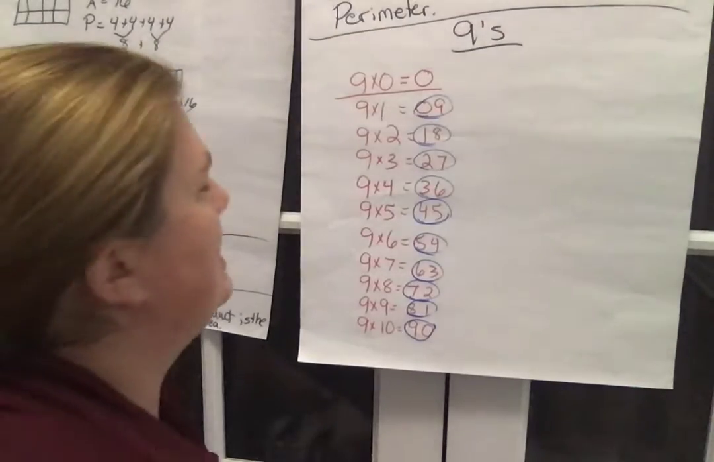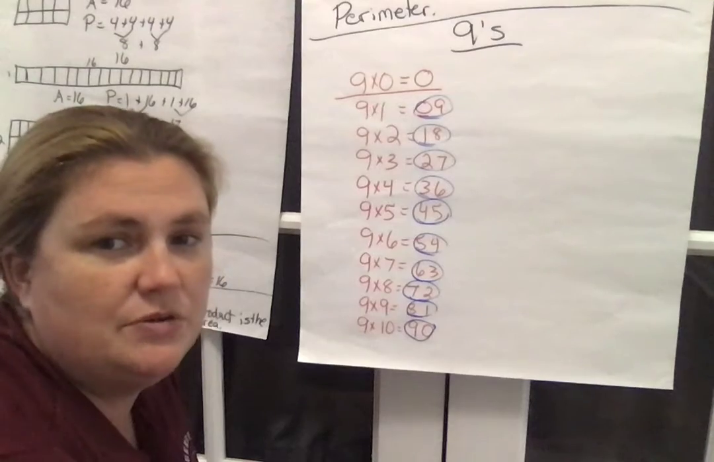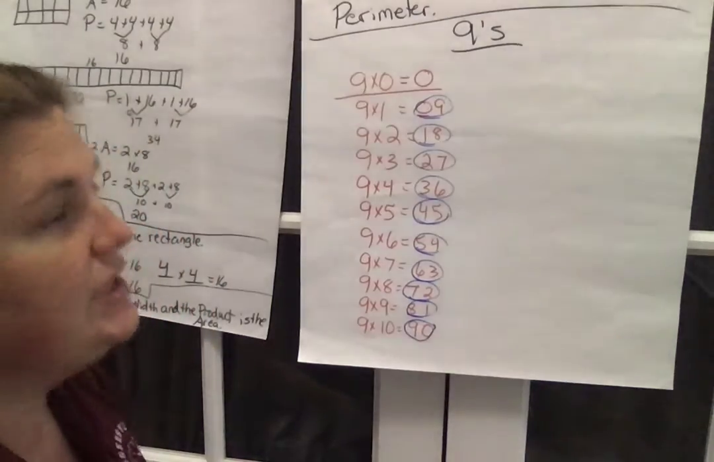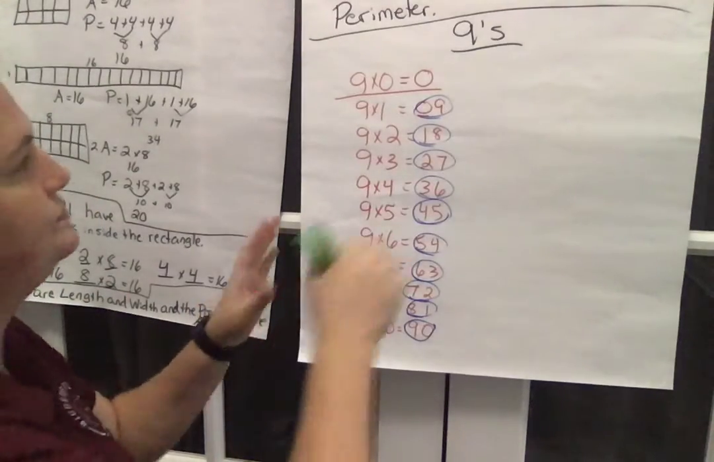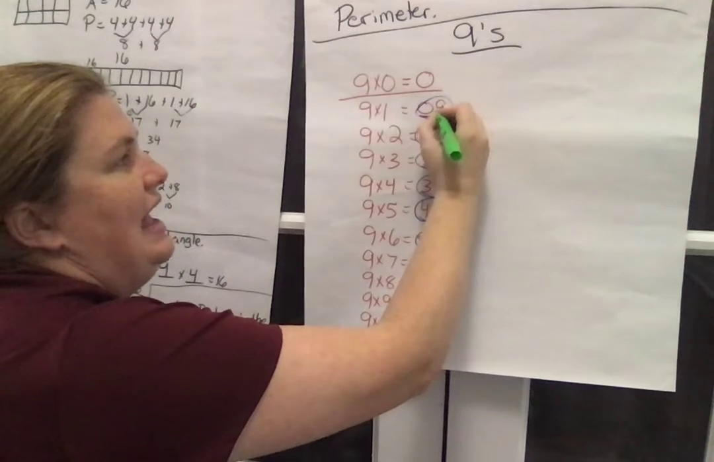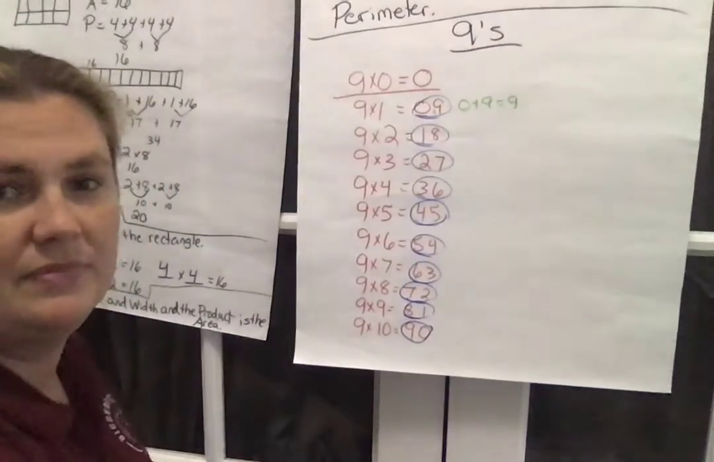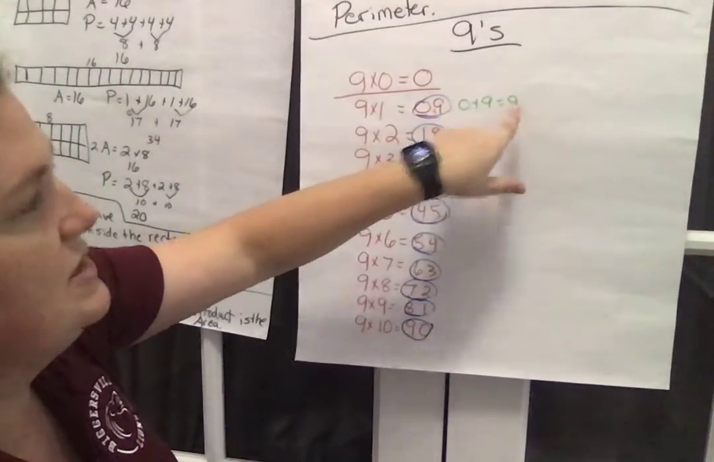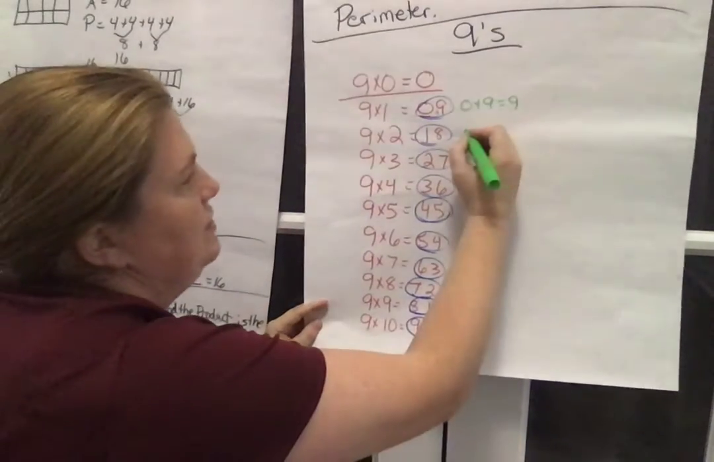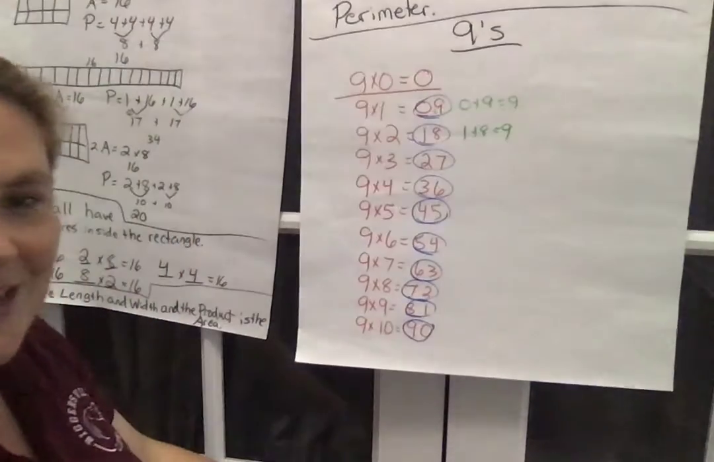When you're working with nines, your answers will always add. If you add your two digits together in your product's answer, it should equal 9. So for example, we got 0 and 9 for 9 times 1. If I add 0 plus 9, it equals 9, right? So I know this is correct because it just equaled 9. We got 18 for 9 times 2. If I add 1 plus 8, I get 9 again.